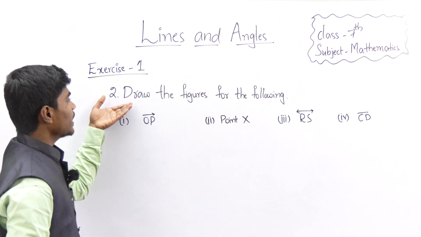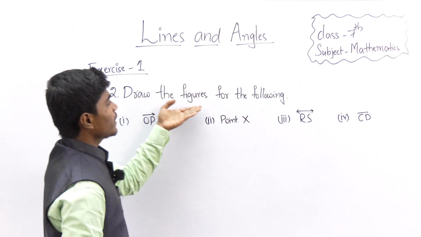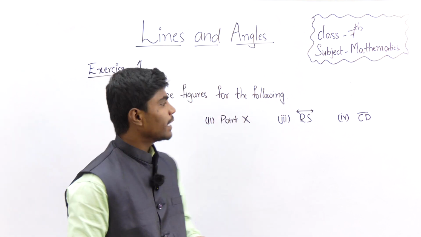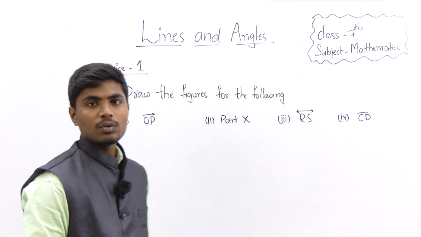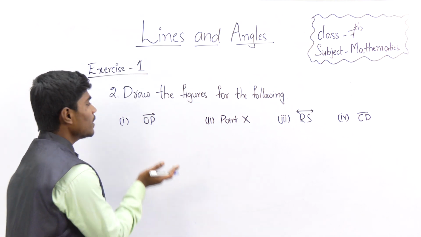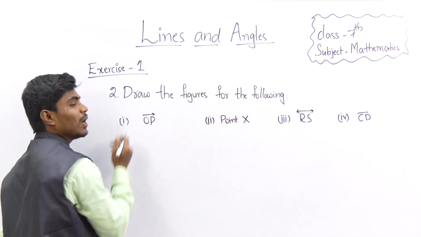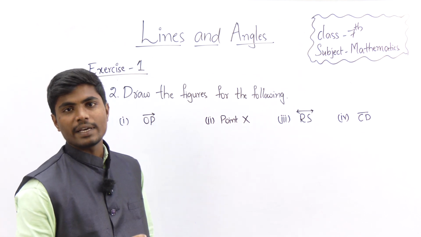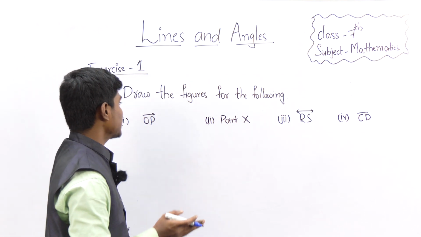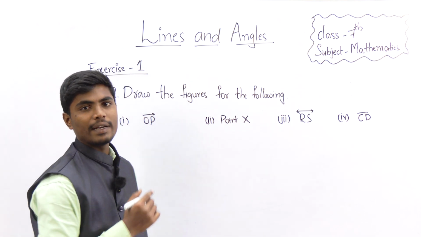Now in the second problem, draw the figures for the following. Here he gave some problems and we have to draw those figures. See, the first one is OP with a one-sided arrow. The arrow is only on one side, meaning we represent a ray with a one-sided arrow.